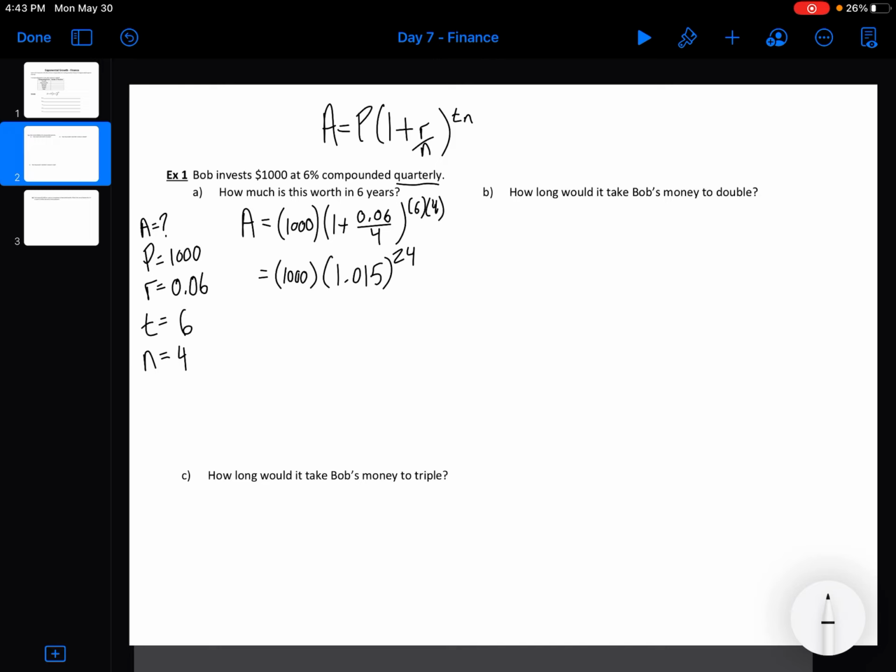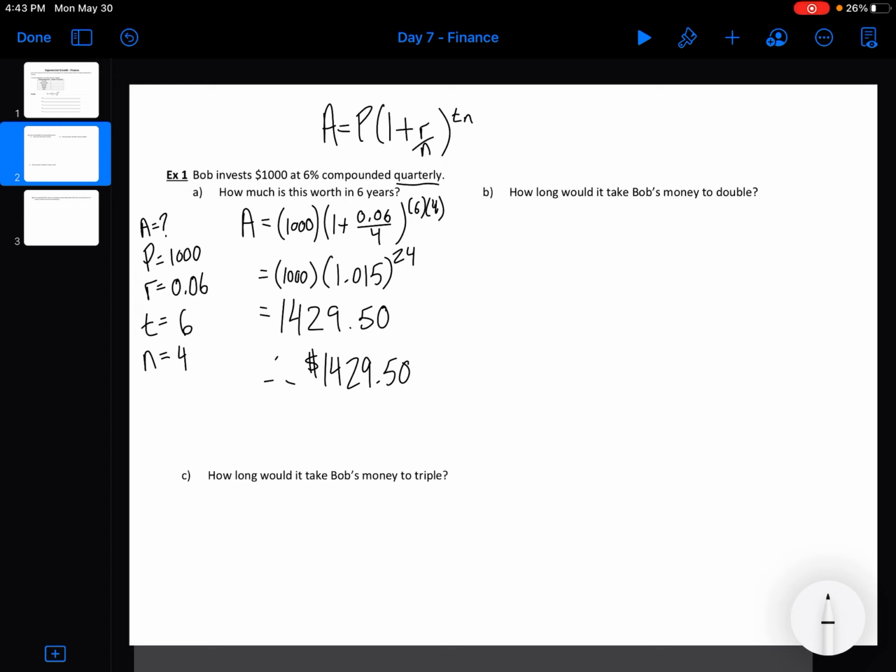And then I'm going to times that by 1,000. And I'm going to get roughly, I mean, you need to round money to 2 decimals, so therefore we get $1,429.50.